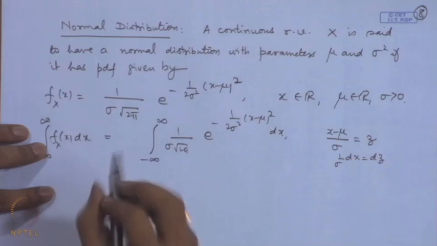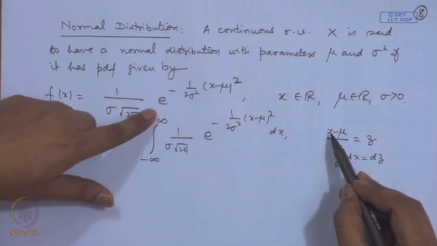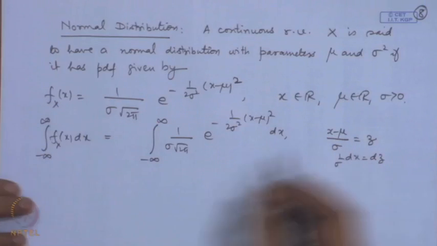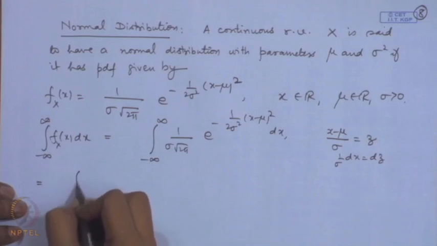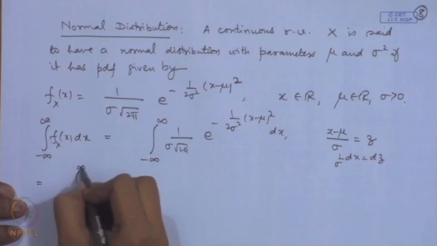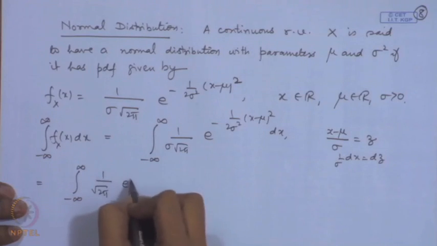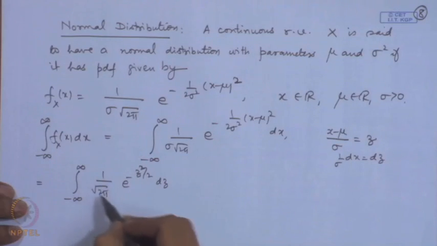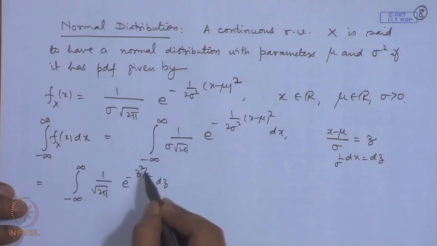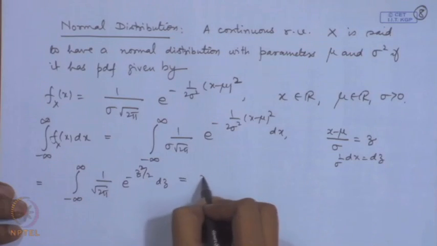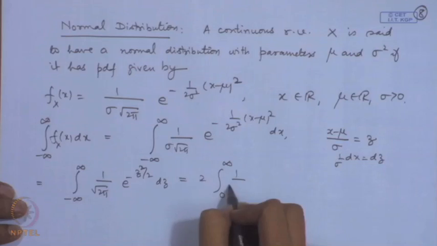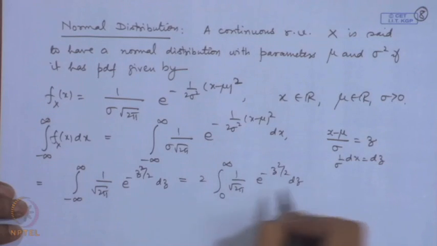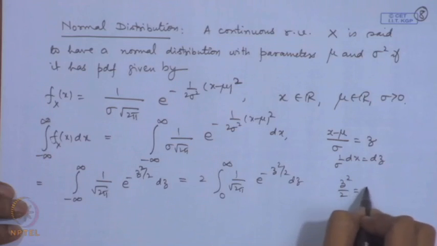This is from minus infinity to infinity. When the range of x is from minus infinity to infinity, sigma is positive, therefore, z will also vary from minus infinity to infinity. So, this will become equal to integral from minus infinity to infinity 1 by root 2 pi e to the power minus z square by 2 dz. Now, notice here this function is an even function and this integral is a convergent improper integral. So, this becomes 2 times integral 0 to infinity 1 by root 2 pi e to the power minus z square by 2 dz.